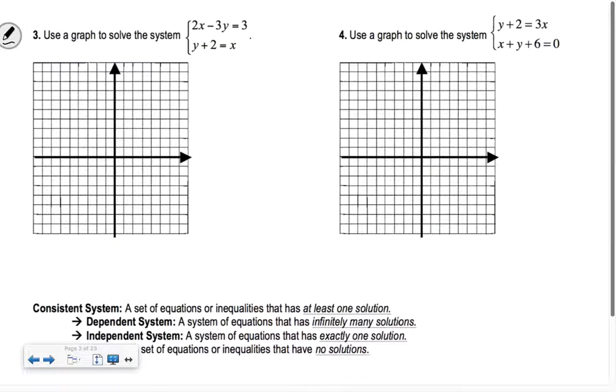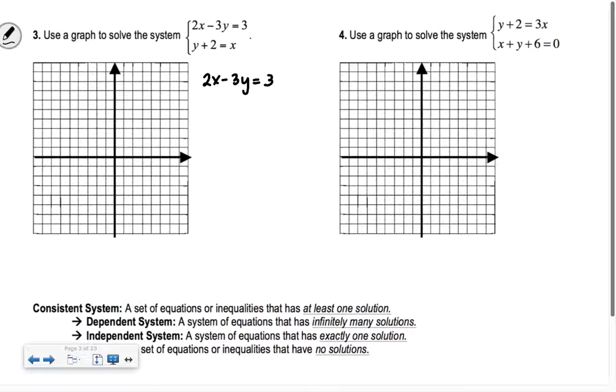All right, so number 3, it says use a graph to solve the system, and this is what your homework looks like. So we have 2x minus 3y equals 3, and we have y plus 2 equals x. So the first one, 2x minus 3y equals 3, I could do the x-intercept, y-intercept method, but I don't really want to. Do you guys see why this one's not as nice to do the x-intercept, y-intercept method on?